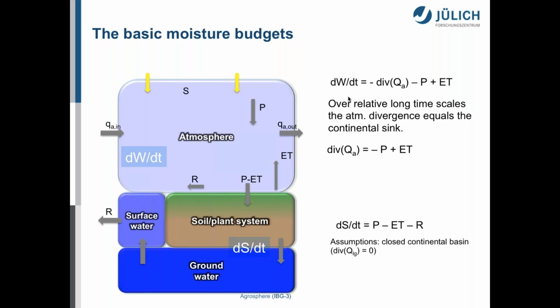What we can do is integrate this over not so long time scales, and we see that the change of vapor storage in the atmosphere over time is pretty small. So we can neglect that, because the atmosphere can generally store very little water, because it's so dynamic. We can reduce this equation to the form written here, where the divergence, the difference between what's coming in and what's going out, is equal to the sink, in this case precipitation, and ET.